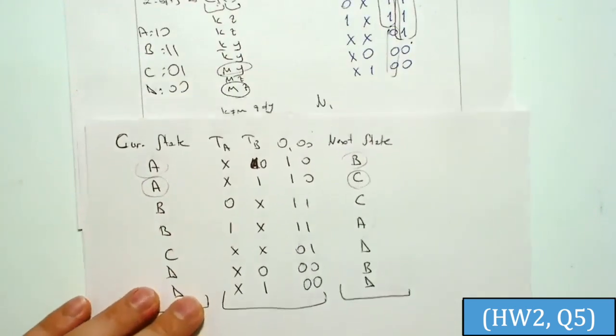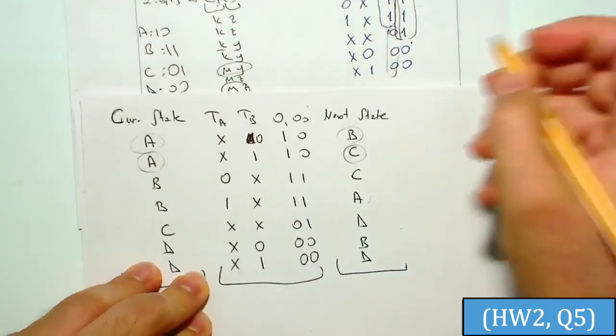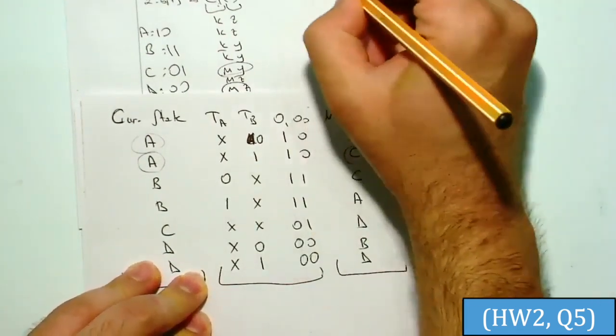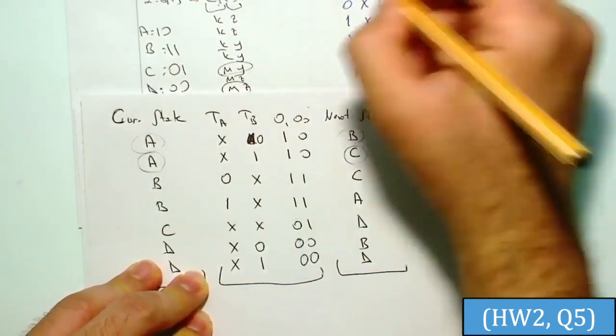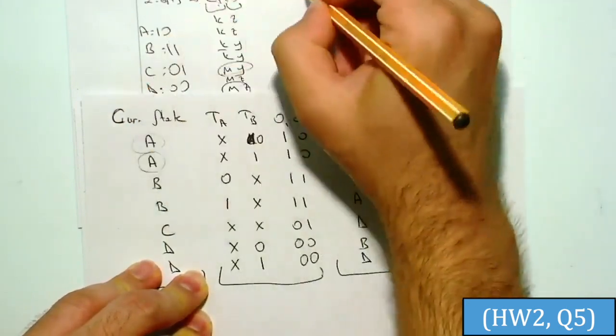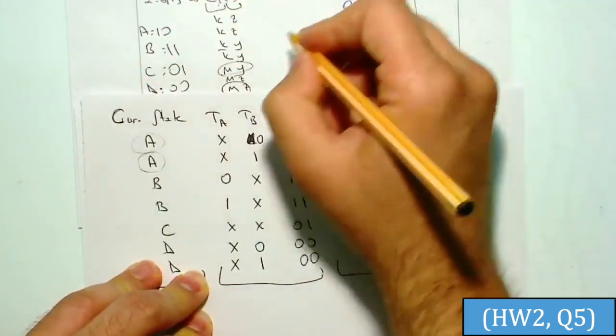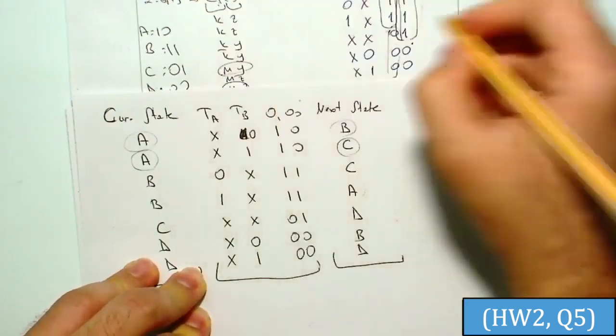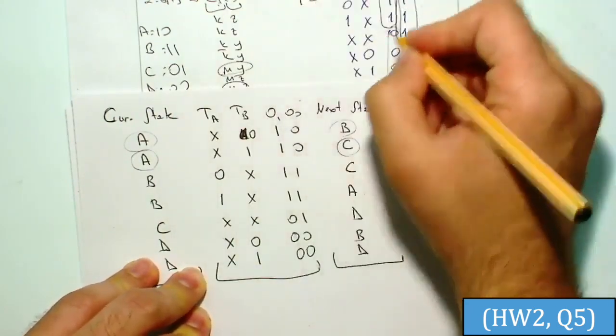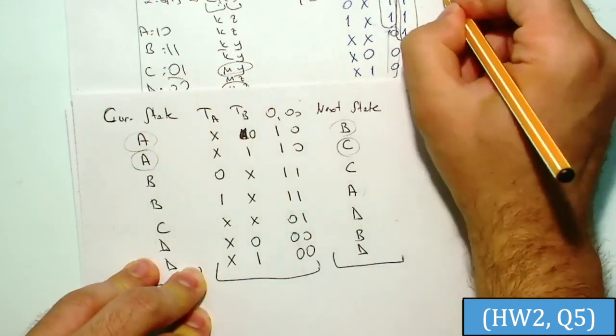Yeah, so I have A here, then C1, C0, N1, N0. This is 1 0, this goes to B, this means that this is 1 1. I have, this goes to C, this means that 0 1.